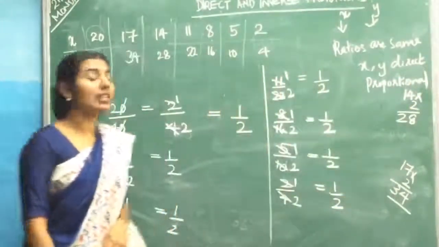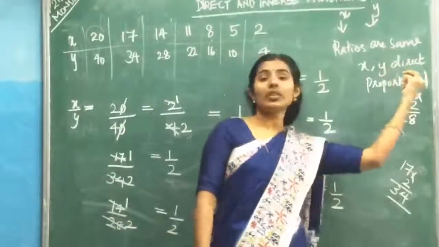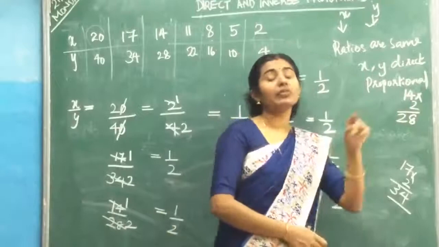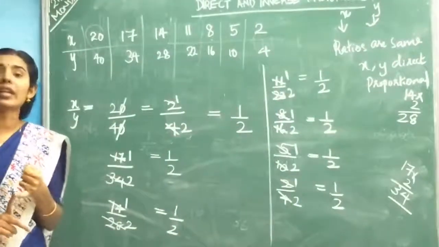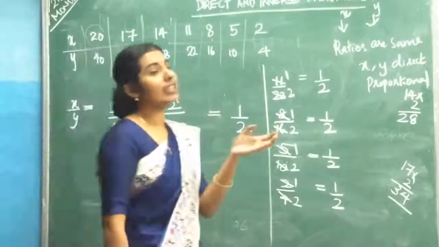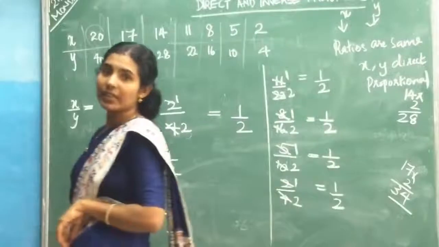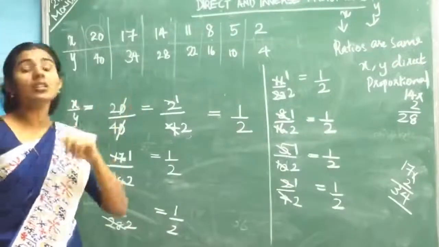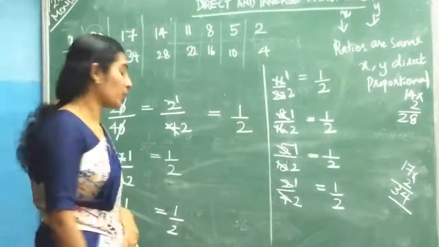So what will you get? Here two quantities are decreasing and the ratios are also the same. Then we can say x and y are in direct proportion. So there are two possibilities for direct proportion. What are they? Either the two quantities increase or the two quantities decrease, and the ratios are the same. Then we can say the two quantities are in direct proportion.